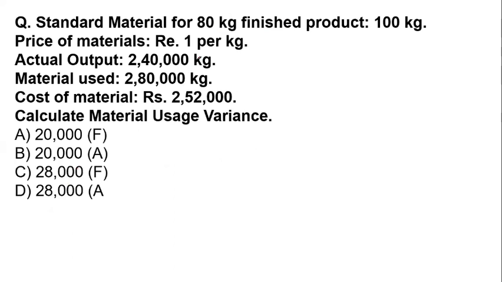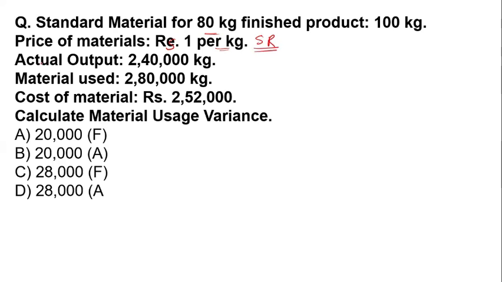Now you can see the next question which is on your screen. The standard material for 80 kg of finished product is 100 kg. The price of the material is rupees 1 per kg. So the price of the material is a standard rate, that means the standard rate is 1 per kg.